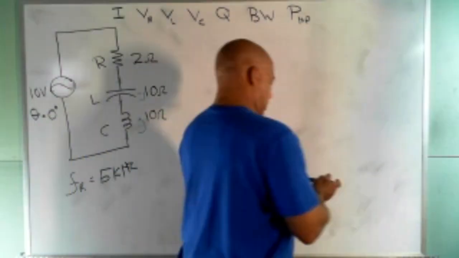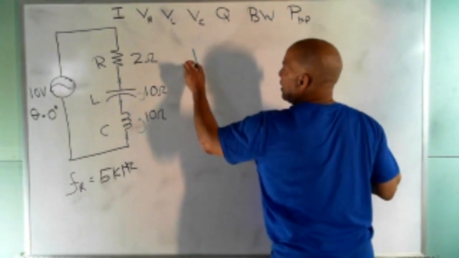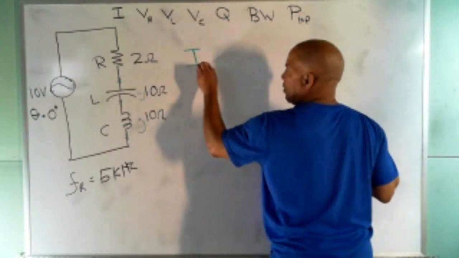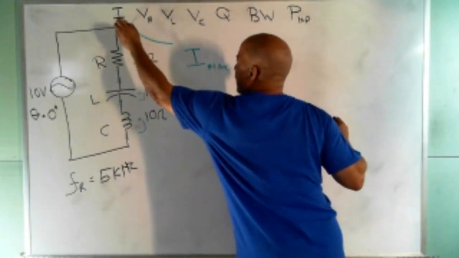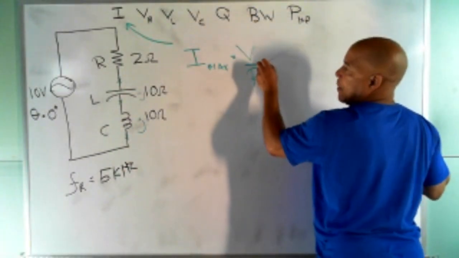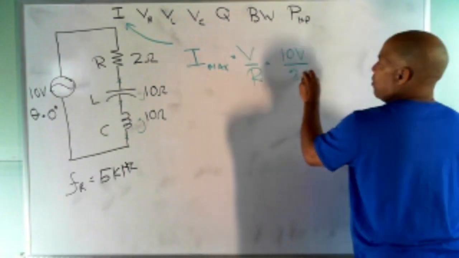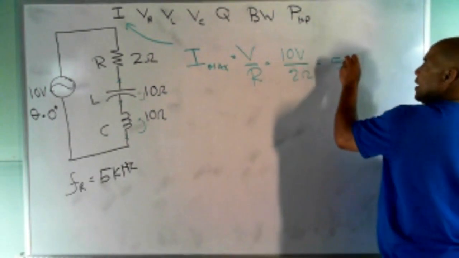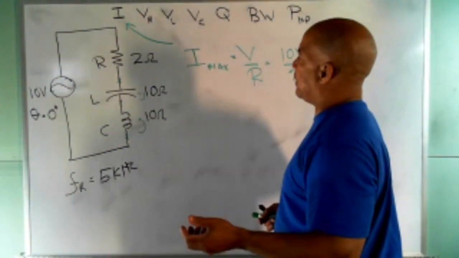So then that means that the current I get is going to be my maximum current because I get maximum current if I only have resistance in the circuit. So I max is really what that is right there. And that's just V over R. So I got 10 volts, 2 ohms, I got 5 amps. So that's easy.